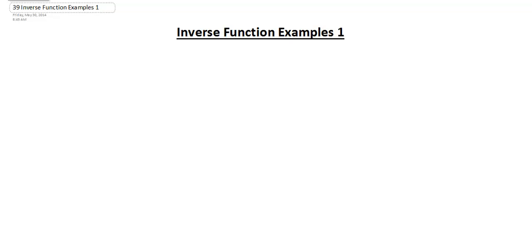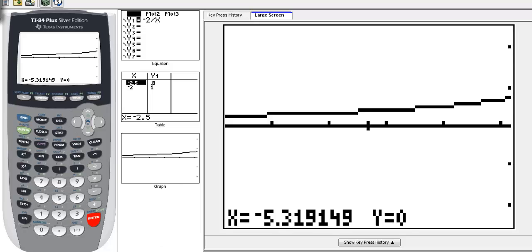Now, in this video, I'm going to look at some more examples of working with inverse functions. The first example I want to look at is f of x equals negative 2 over x, and we want to determine, does this function have an inverse function? Well, that means we need to first figure out, is this a one-to-one function? The easiest way to do that is to go to your calculator.